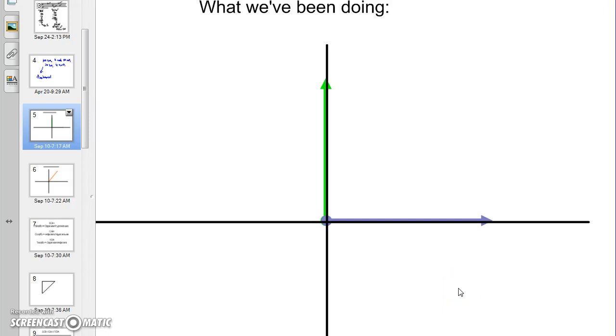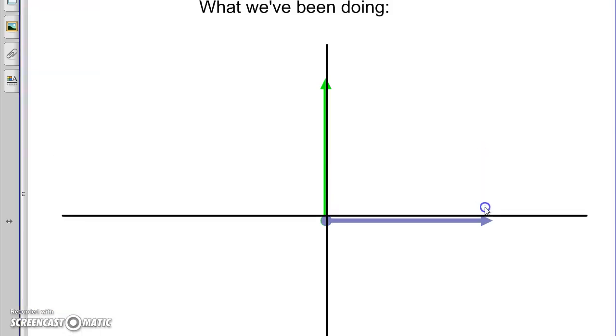All right. This is what we've been doing up to this point, right? We've been taking two vectors. You see I have two vectors here, and we've been adding them together. And you said, okay, well, graphically, sure, we do it.